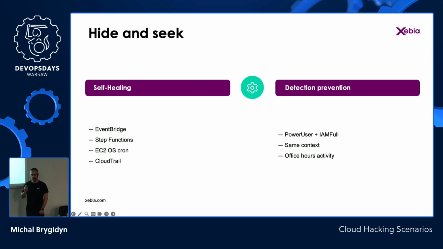And office hours. Usually when bad guys are hacking your companies, they are doing it Friday evening or during the weekend. I do it in office hours because I know what I'm doing, and my one API call will be lost in tons of your valid API calls.